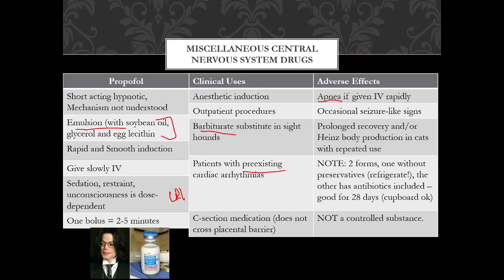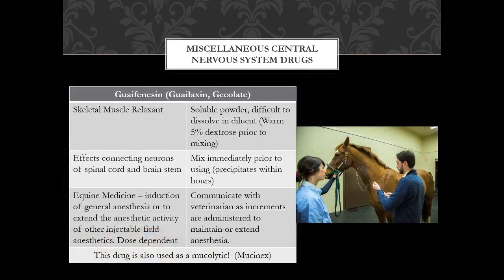If we're using it in cats repeatedly, it will cause Heinz body production in the red blood cells, make the red blood cells not work properly, and prolonged recovery. So don't use it in cats repeatedly. There are two forms, one without preservatives, so we need to refrigerate that, and the other one has antibiotics included, and that one is good for 28 days. The cupboard is okay. Most of the vets I know just put it in the fridge. It is not a controlled substance.